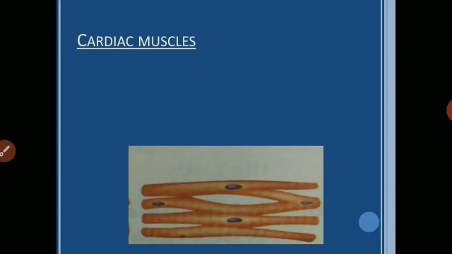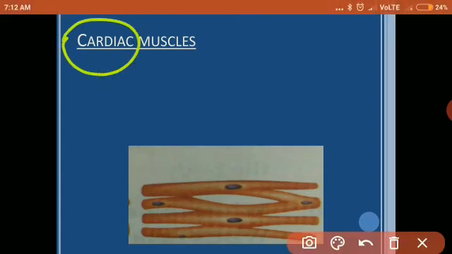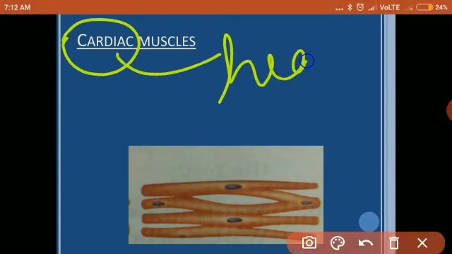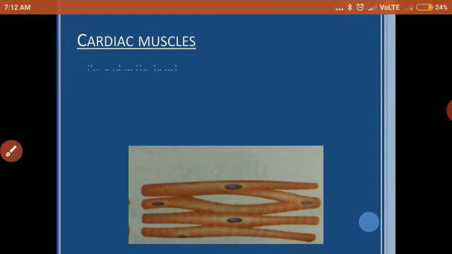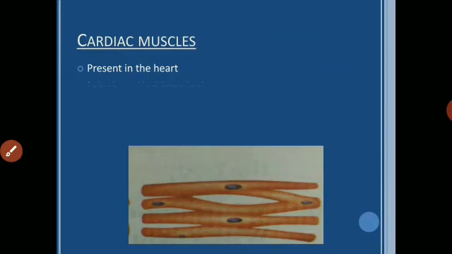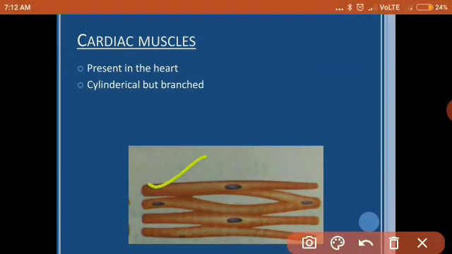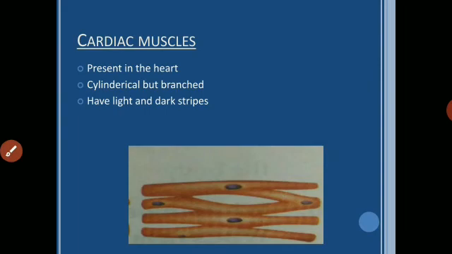Next, we will see cardiac muscles. Cardiac, wherever you hear this term, just remember the word heart. This term is related to the heart. So cardiac muscles are present in the heart, and they are cylindrical but branched. Their shape you can see here, they are cylindrical, but some branches can be seen in the muscle fibers. Next, they have light and dark stripes.